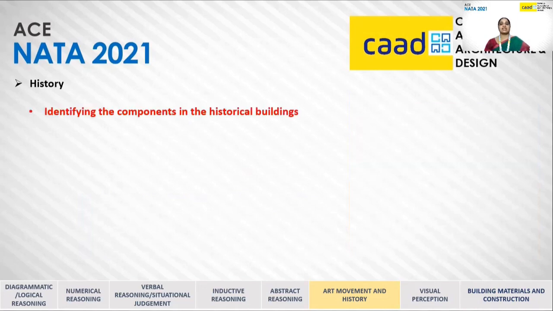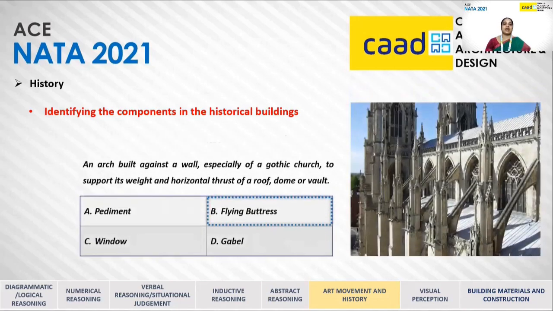Now, identifying the components in historical buildings. Components means the parts of the building and their unique features. For example, an arch built against a wall, especially of a Gothic church, to support its weight and the horizontal thrust of a roof, dome or vault is called a flying buttress.